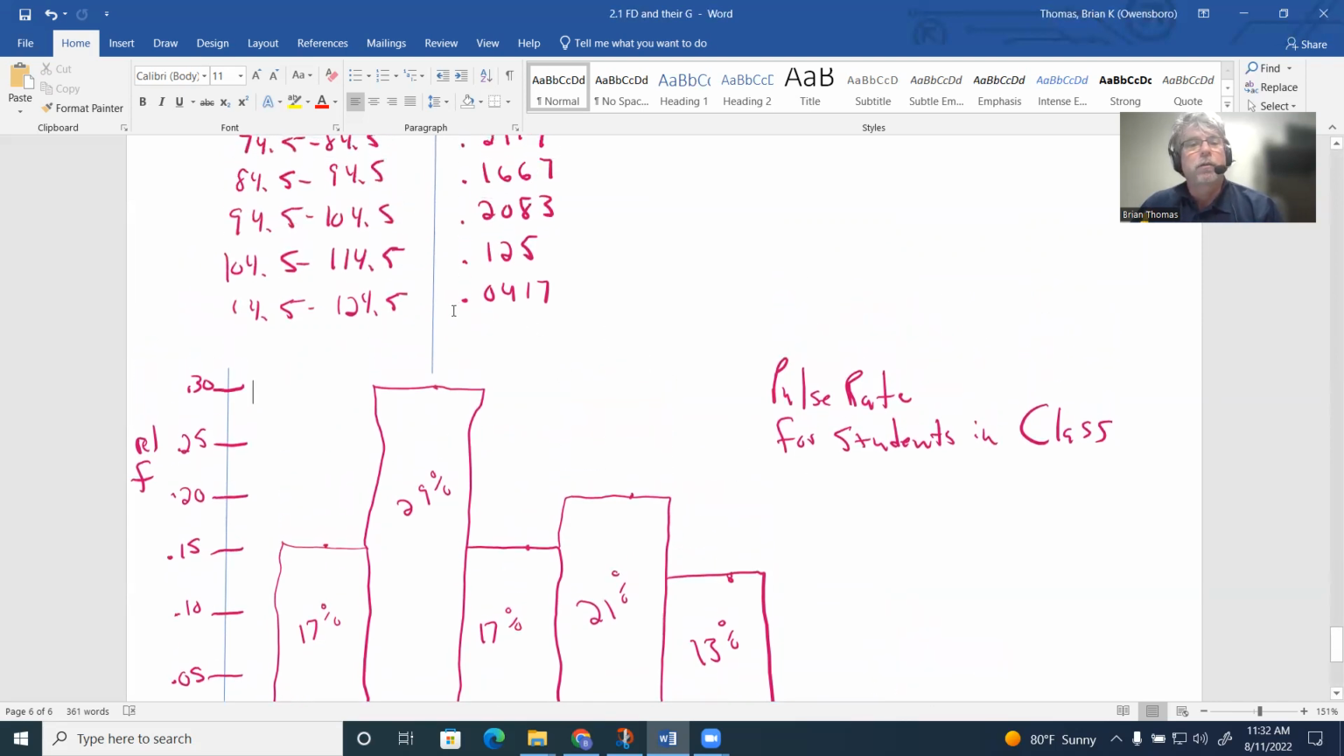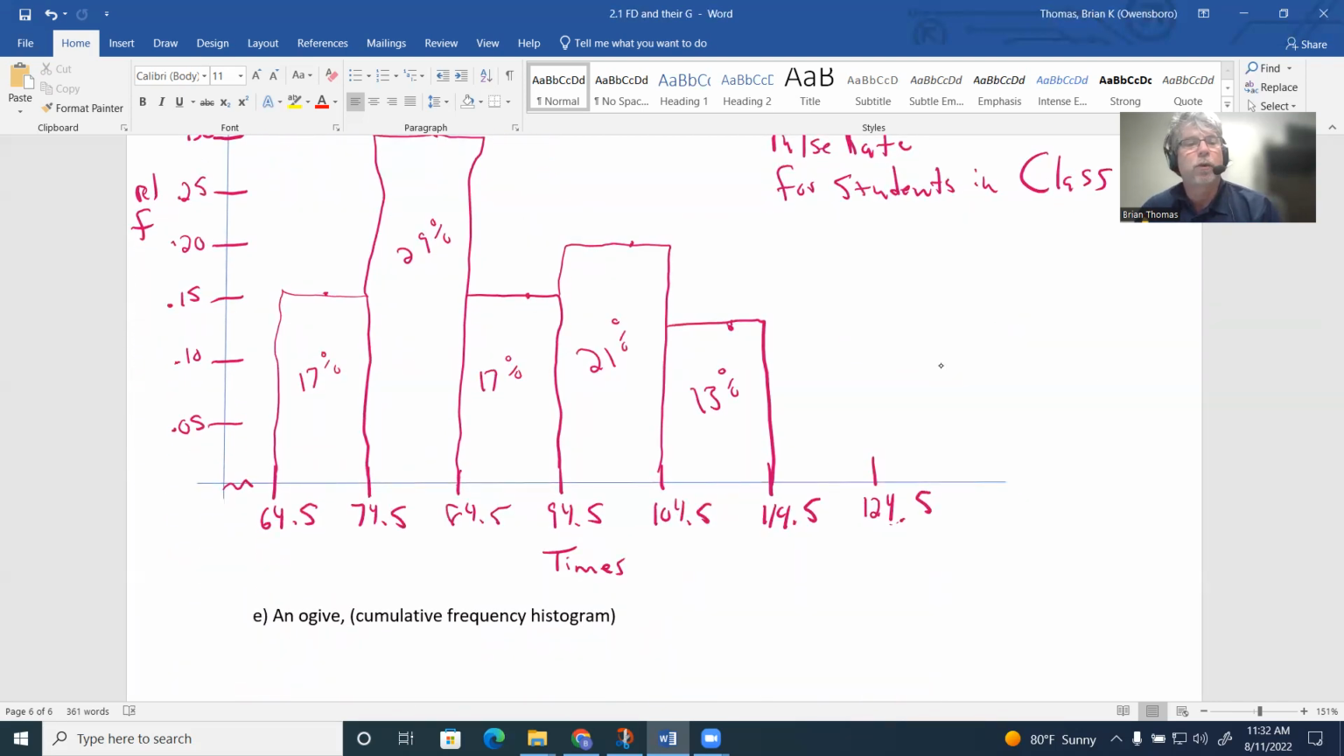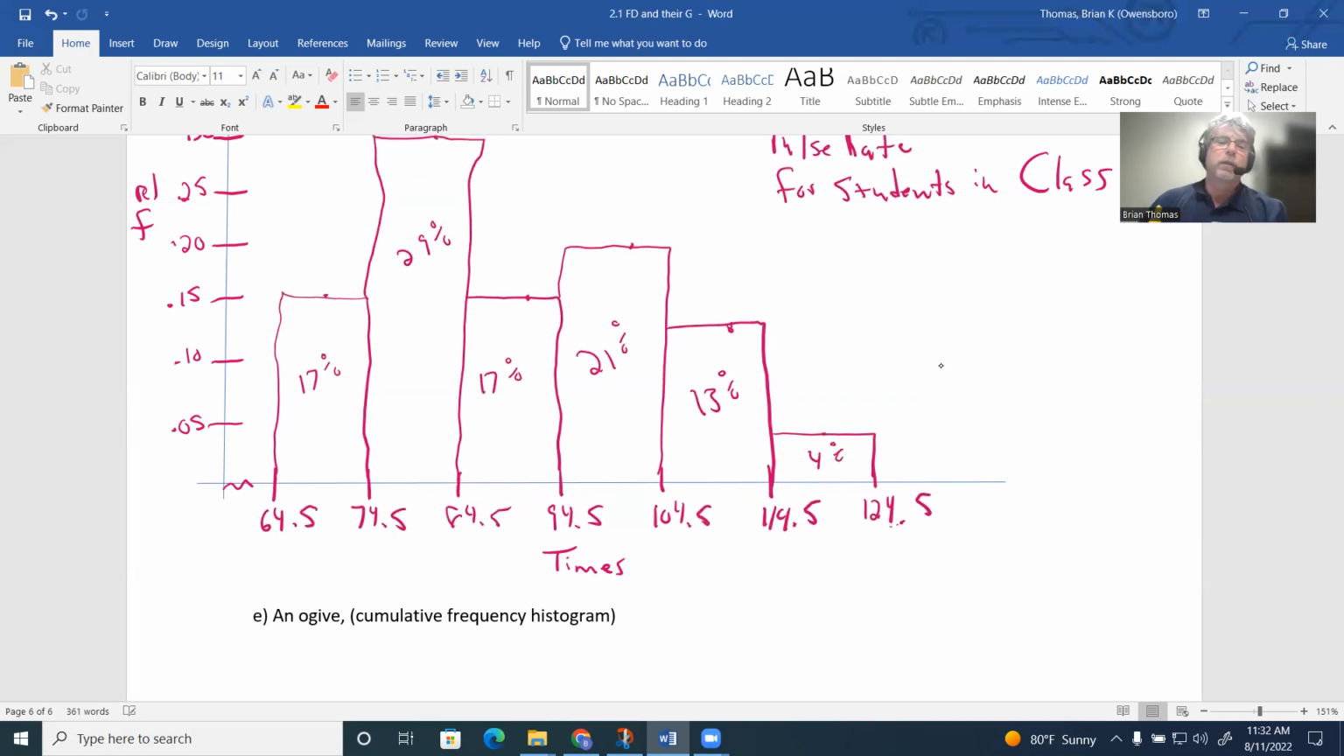And then we have this 0.04. So 0.04 is going to be a little bit below 0.05. So come over here and maybe just drop down a hair. That's going to be my last little rectangle about here. And that's about 4% of the data that would be in this region here.